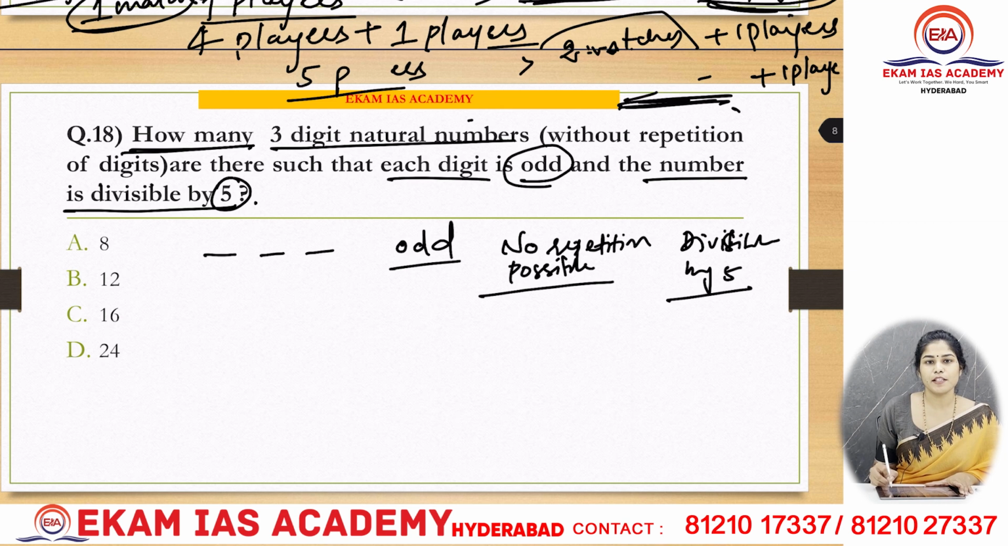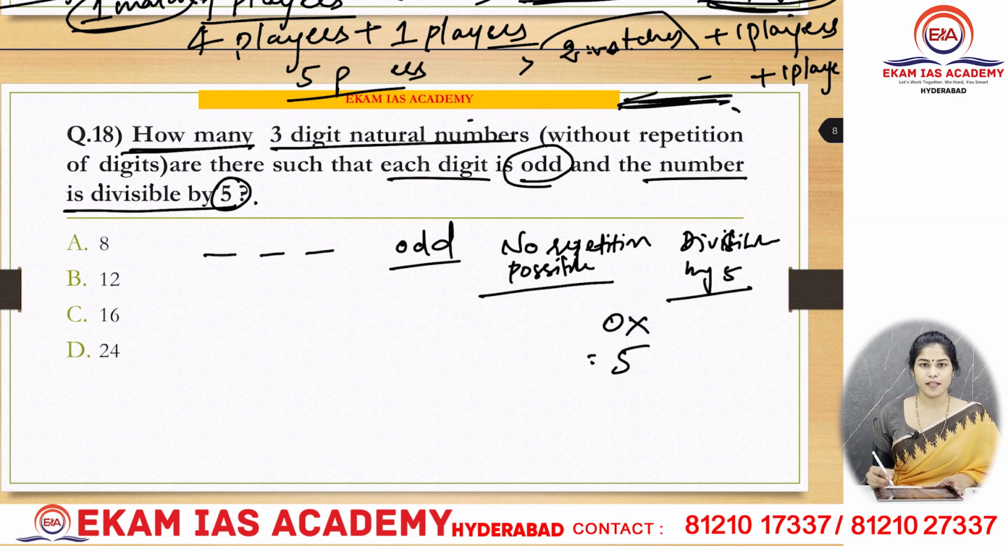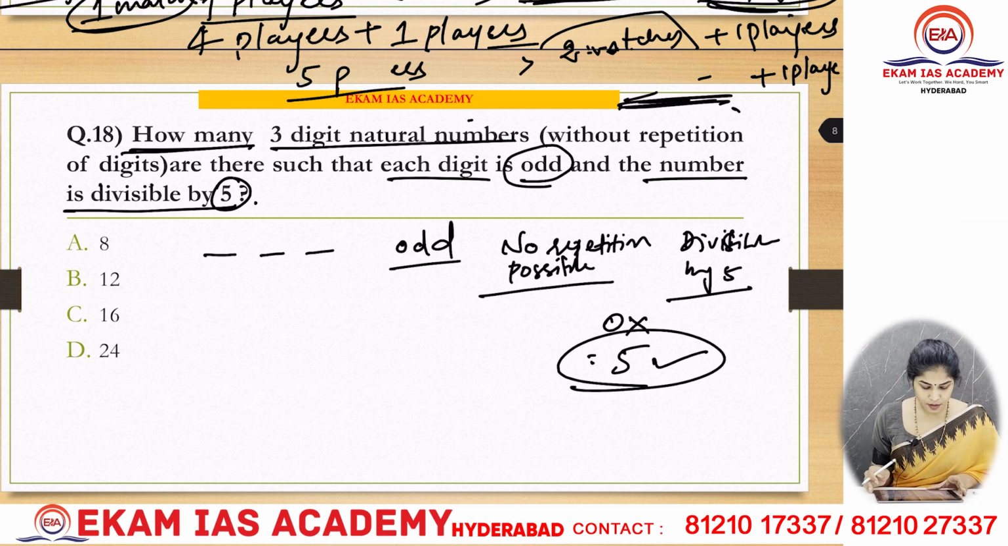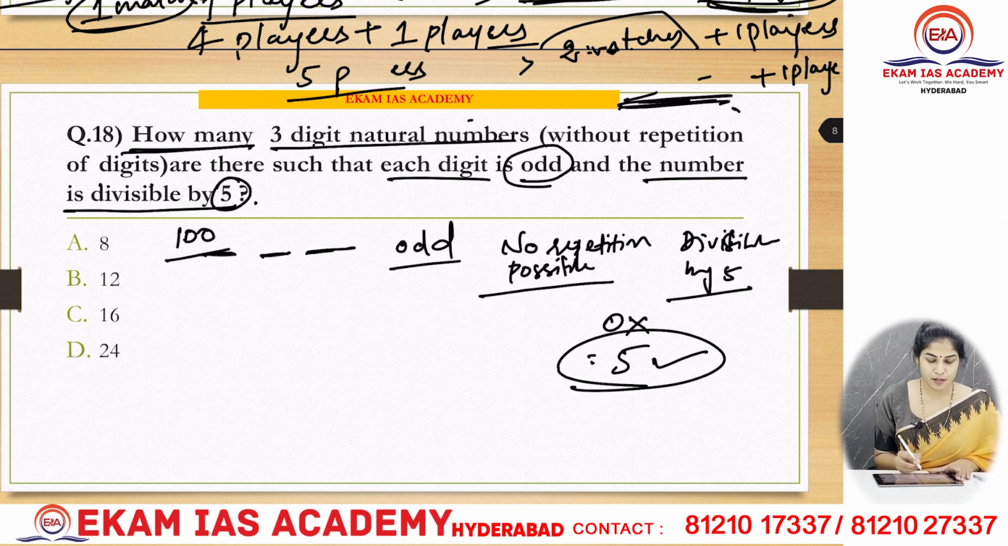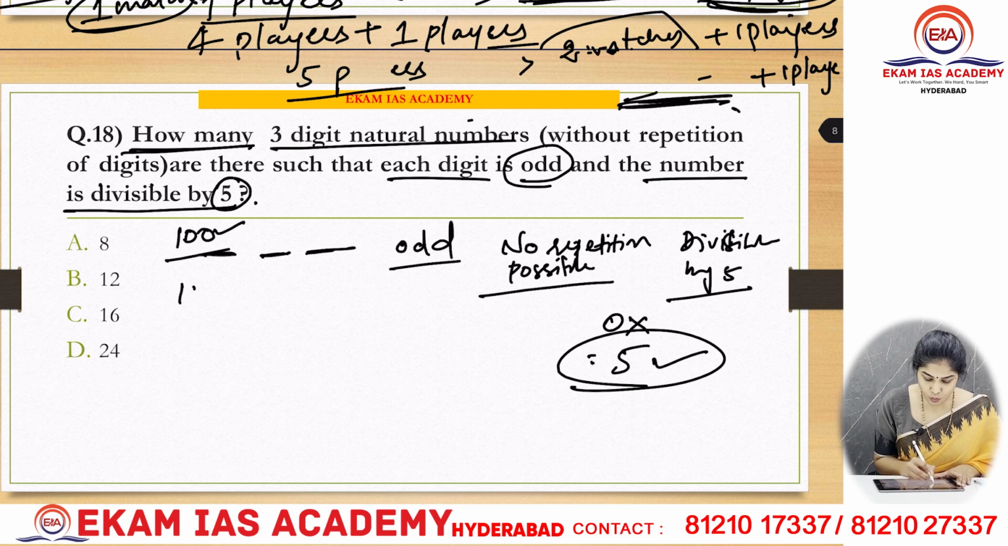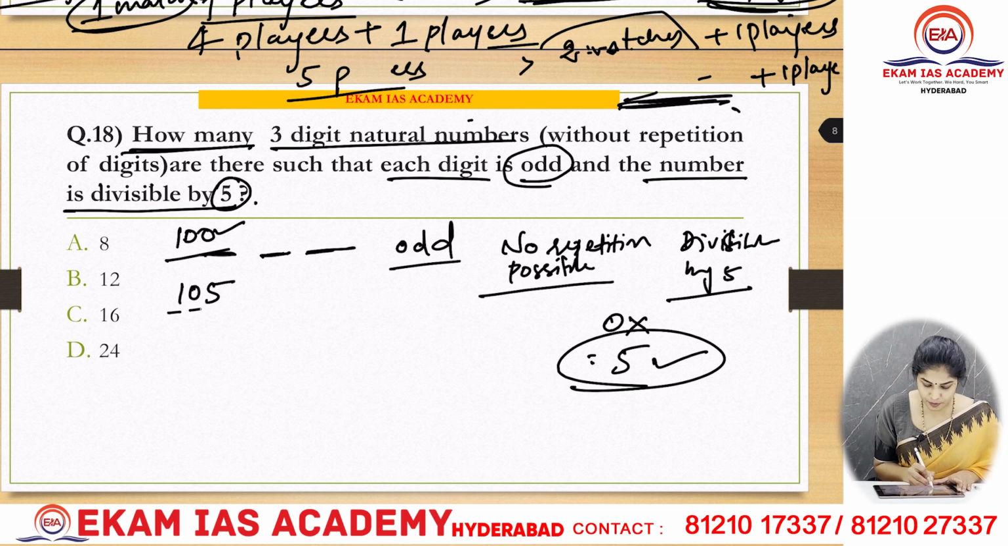So what is the divisibility rule of 5? The number should be ending with 0 or 5, and 0 is an even number. So 0 is not possible. Okay. It is a 3-digit number, so you have to start from 100, right? So 100 is not possible because 0 is an even number. So 105 we will take. It satisfies all the restrictions? This is an odd number 1 and this is an even number 0. Look at it. So 0 is not possible.